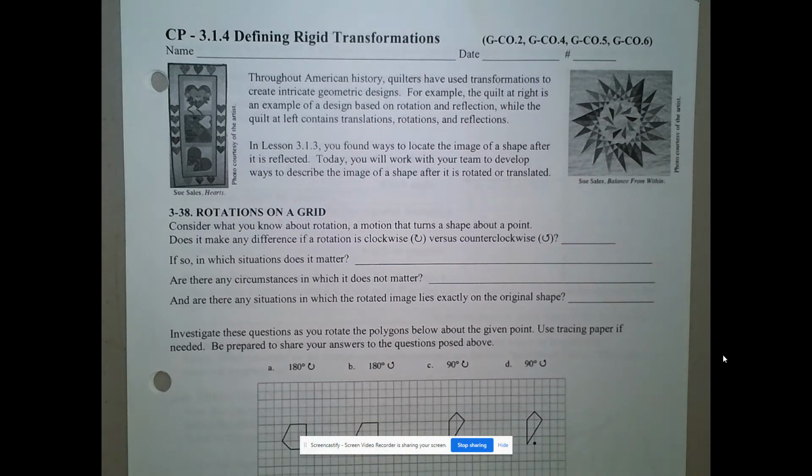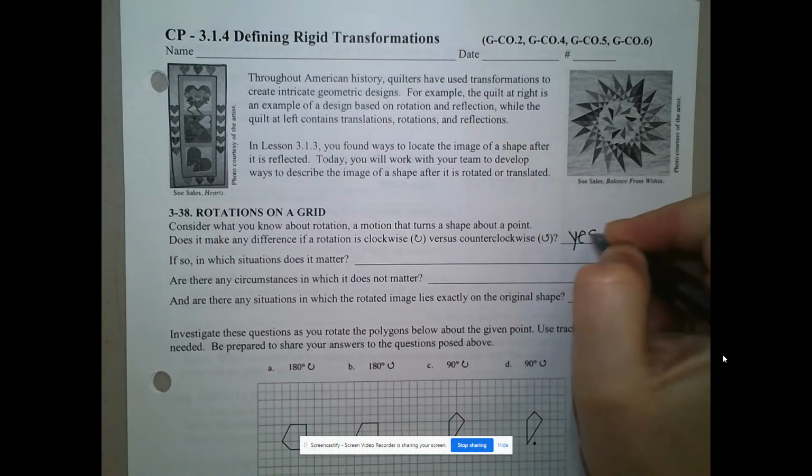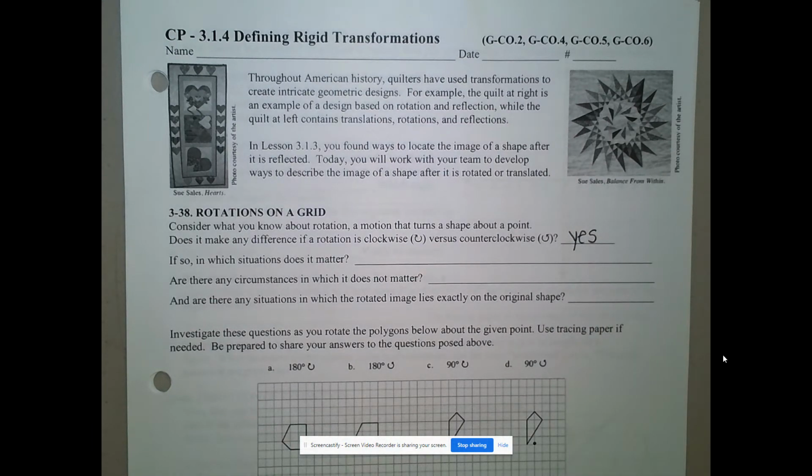Rotations on a grid. Consider what you know about rotation, a motion that turns a shape about a point. Does it make any difference if a rotation is clockwise versus counterclockwise? And we've talked about this before. Absolutely. What ends up happening is a totally different location if you rotate something 90 degrees clockwise versus counterclockwise.